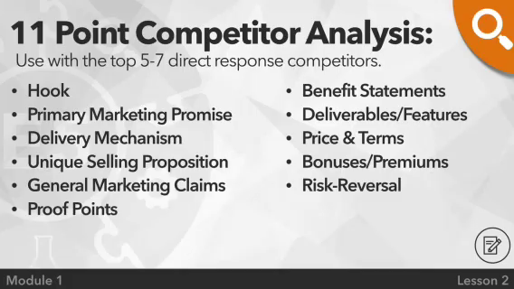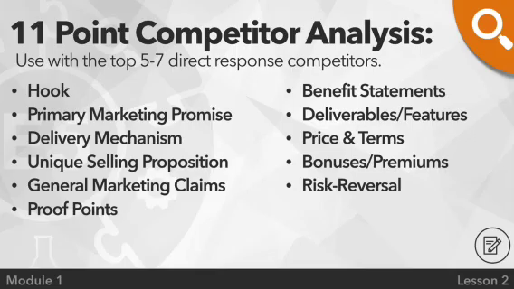Now, I want you to understand that's it, right? This is the 11-point competitor analysis that you're going to do on the top 5 to 7 direct response competitors. The value of this, once again, is us being able to see what they're doing, what they're not doing, what they're saying, what they're not saying, what they're offering, and what they're not offering, so that one, we can differentiate your message to get attention, to create engagement, to stand out in the marketplace, right? By being different and unique and fresh, and also so that we can look for gaps in terms of deliverables.